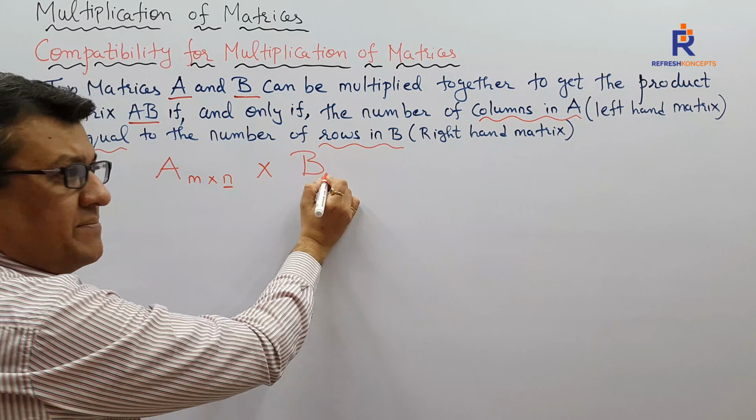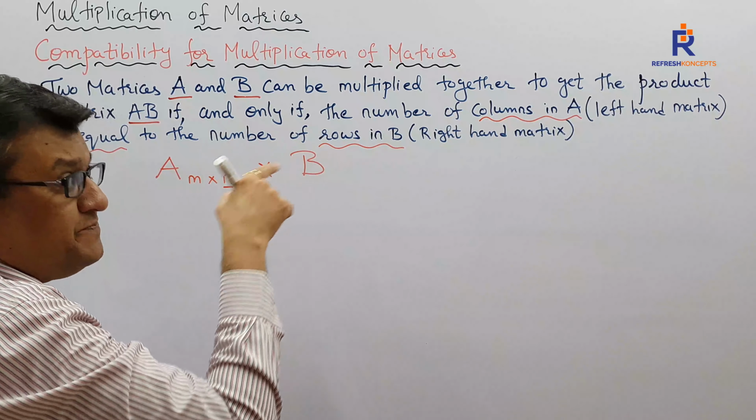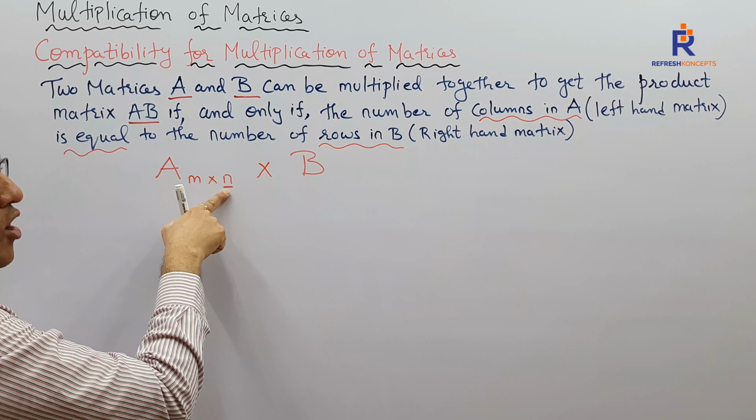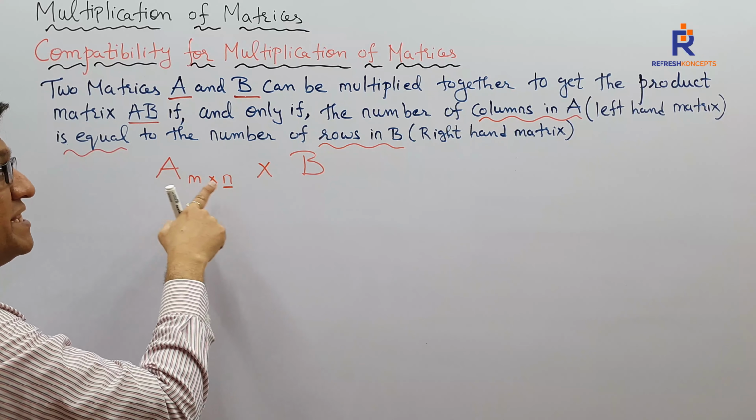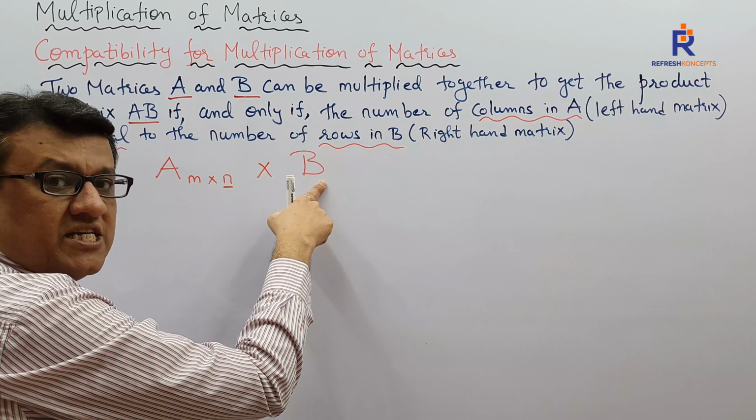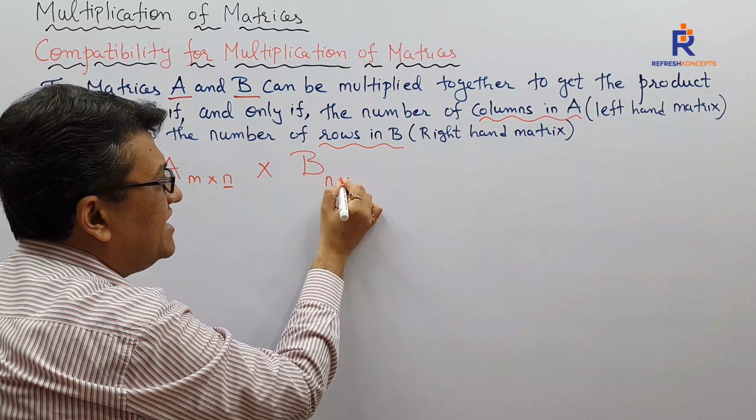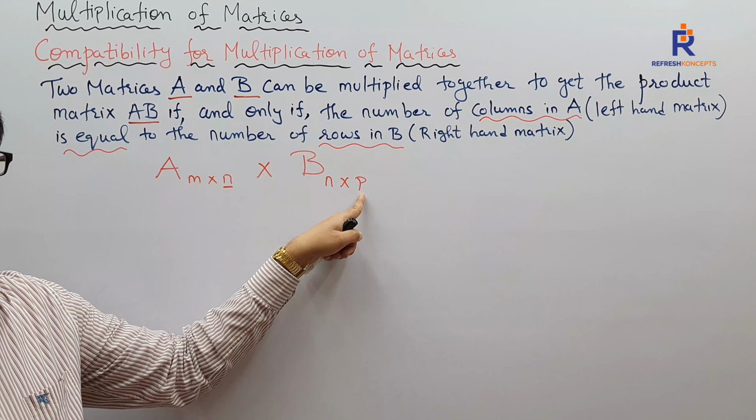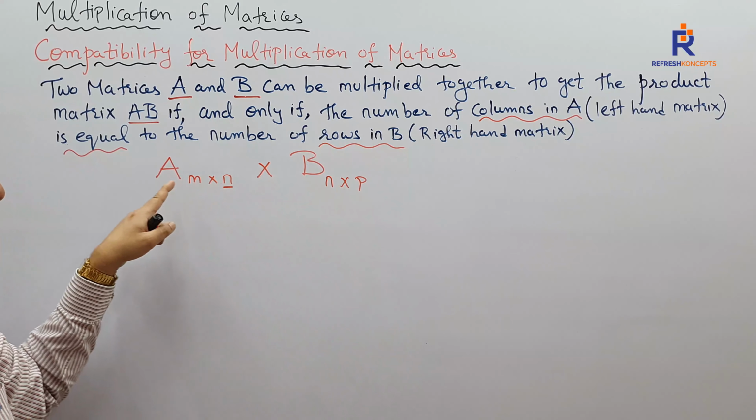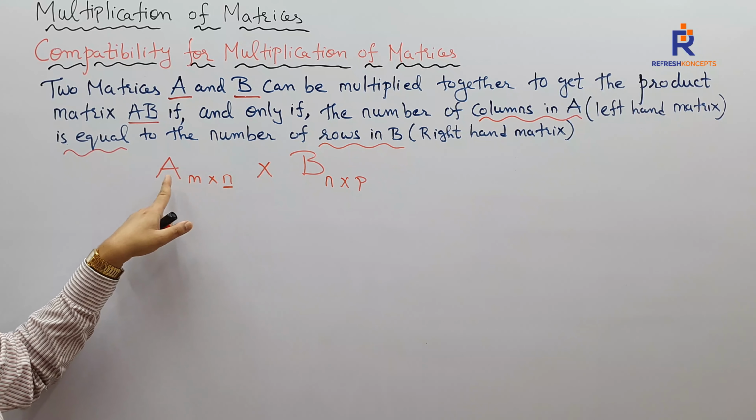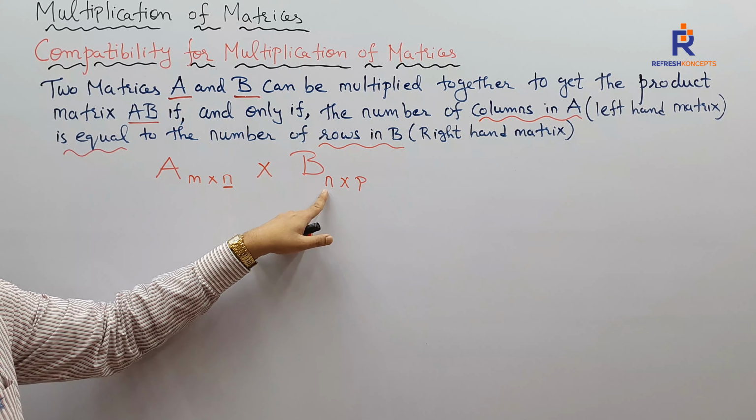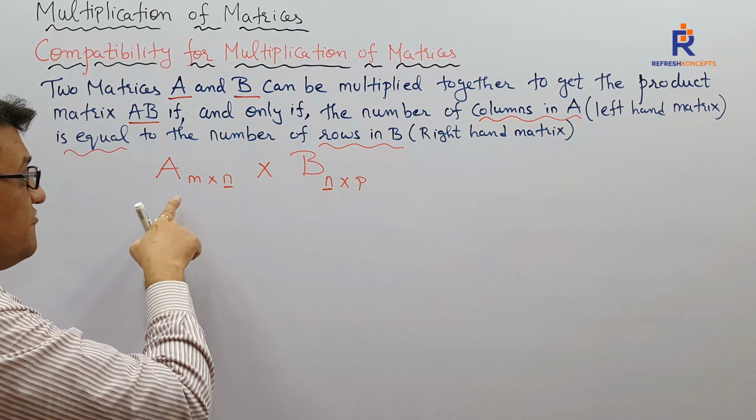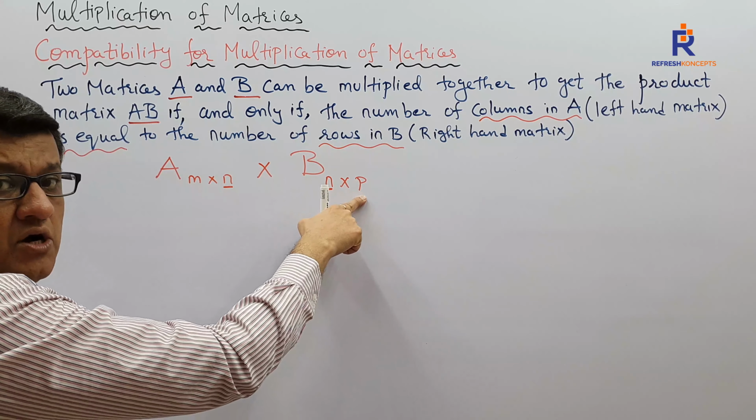But again there has to be some kind of order. Now as per the compatibility test, the number of columns in matrix A should be the same as the number of rows in matrix B. So it has to be n into p. Now why p? Our requirement is that the number of columns in matrix A should match with the number of rows. I hope my children remember that this stands for rows. First one rows, second one columns, rows and columns.